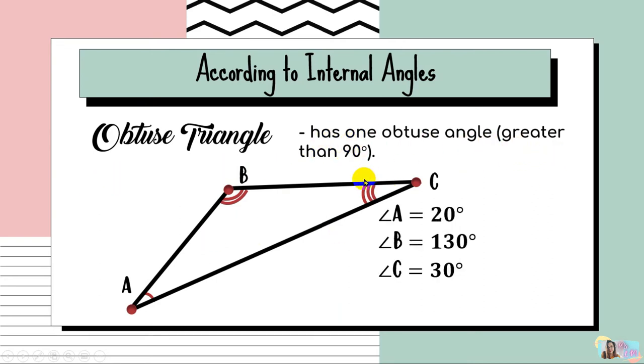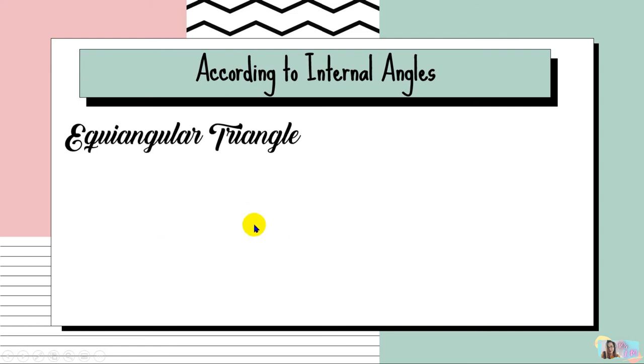So, dapat daw po or matatawag lang natin na obtuse triangle, yung ating triangle, kung meron tayong nag-iisang angle na mas malaki kaysa sa 90 degrees. So, dito po sa ating markings, mapansin nyo po, magkakaiba ulit sila. So, that only means na meron tayong magkakaibang angle measurement. And at the same time, kung titingnan nyo naman po si angle B, ay talaga namang napaka-wide ng kanyang opening. So, ibig sabihin, greater than 90 degrees po yung ating angle na yan. So, here we have this measurement, angle A is 20 degrees, and then angle B is 130 degrees, then the last one is angle C, which is 30 degrees. Okay? And then, the last type according to internal angles is the equiangular triangle.